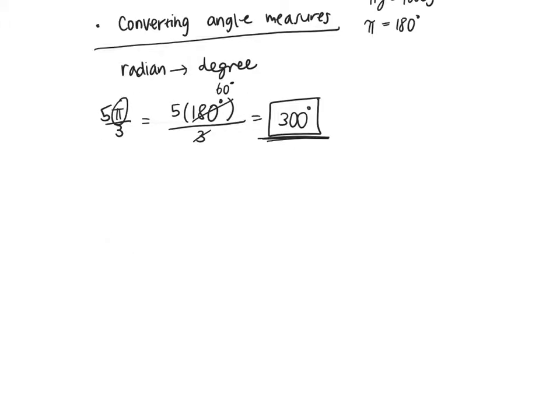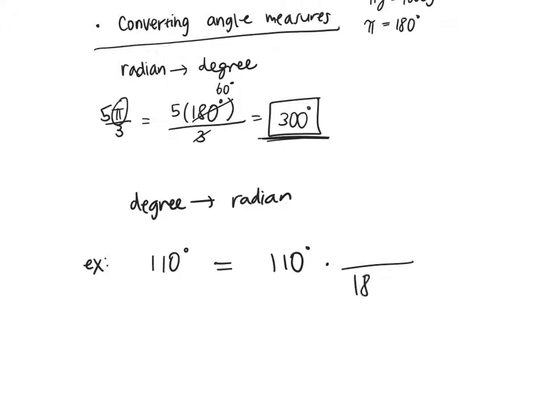Okay, let's take a look at converting from degree to radian now. When converting from degree to radian, let's take a look at an example. If I give you 110 degrees and I want you to convert this to radian measure. So what I would do is 110 degrees, I'm going to multiply it by a unit conversion factor. I know that 180 degrees is equivalent to pi radians. Do you guys see that? Again, this is a form of 1, right?